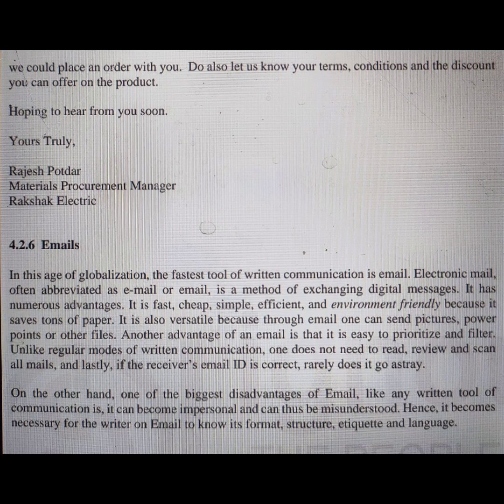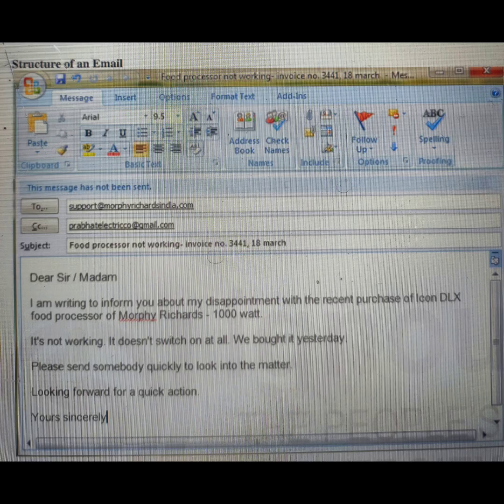On the other hand, one of the biggest disadvantages of email, like any written tool of communication, is that it can become impersonal and can thus be misunderstood. Hence, it becomes necessary for the writer of an email to know its format, structure, etiquette and language. Structure of an email.